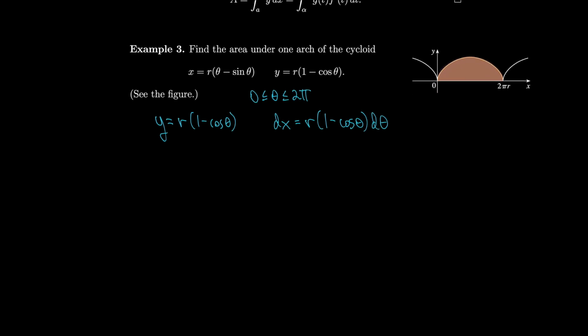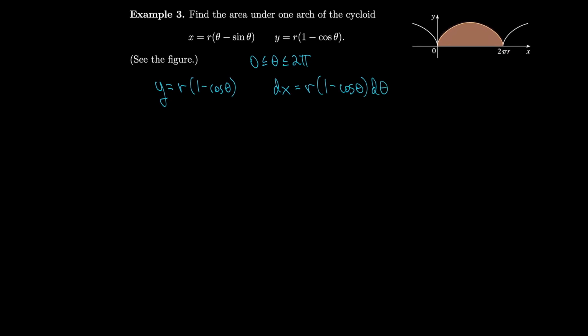I think we have enough we can plug into our integral now. The area is the integral from 0 to 2 pi r, because we're still with respect to x. And we convert those limits. At 0, t is 0, or in this case, theta is 0. And at 2 pi r, theta is 2 pi. So y becomes r times 1 minus cosine theta, and dx becomes r times 1 minus cosine theta d theta. So that's pretty cool.